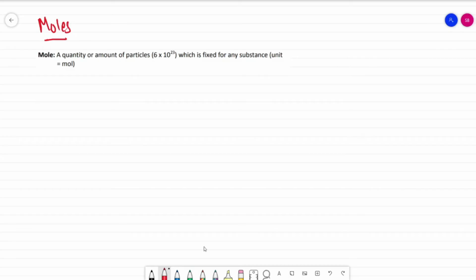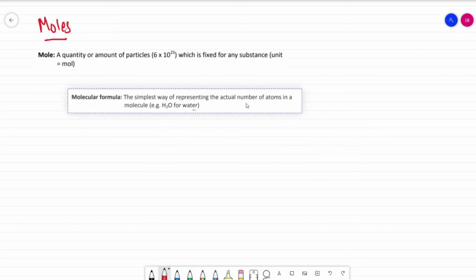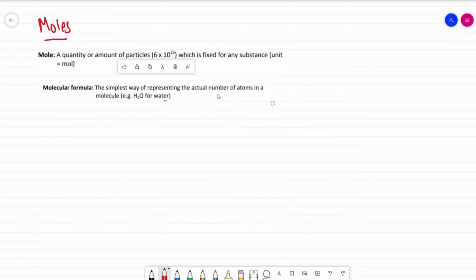So I'm going to show you the definition of a molecular formula. So here is the definition of the molecular formula. The simplest way of representing the actual number of atoms in a molecule is called the molecular formula.